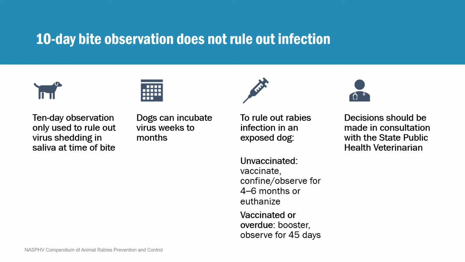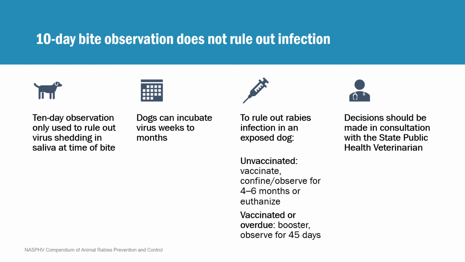The 10-day observation is used to rule out rabies virus shedding at the time of biting a human, but it should not be used to assess whether that particular animal is infected or incubating the virus. Like humans, a dog can incubate virus for weeks to months before showing signs of the disease.